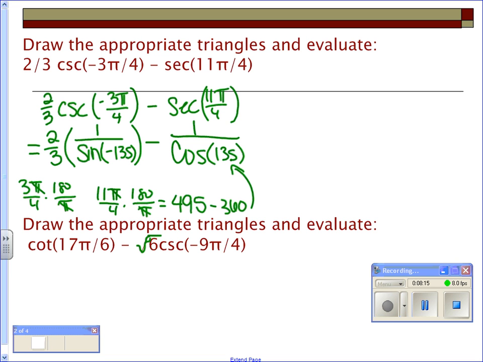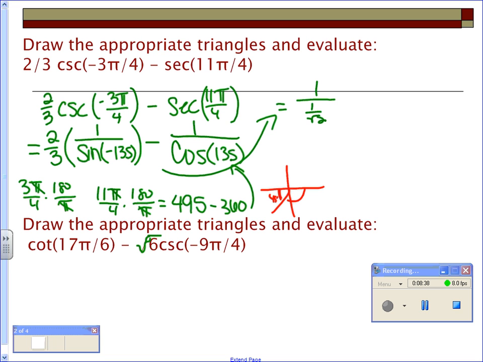Okay. So what are we going to do for sine of negative 135? What quadrant will that be in? The third, because you go this way. What angle is it? So what is the sine of a 45-degree angle? 1 over square root of 2. Is it positive or negative? Negative. Sine is negative in third; tangent is the only one that's positive in third. Does that make sense?